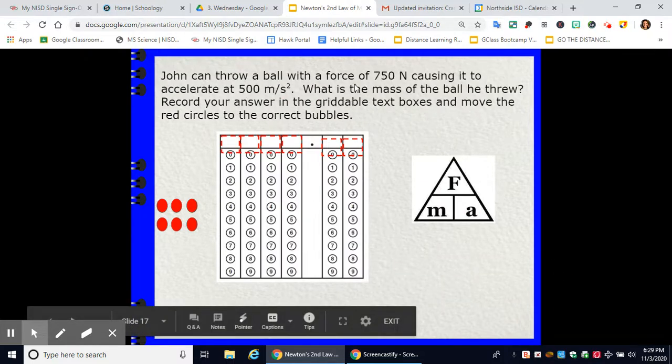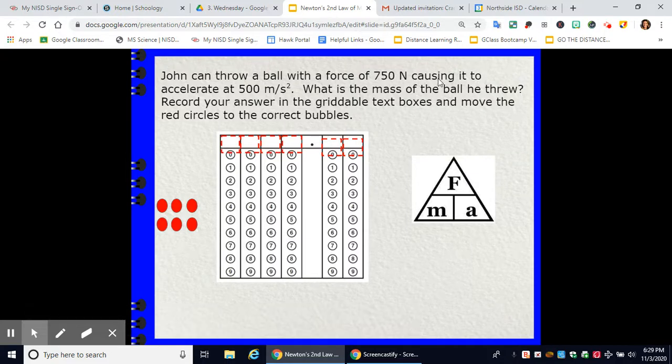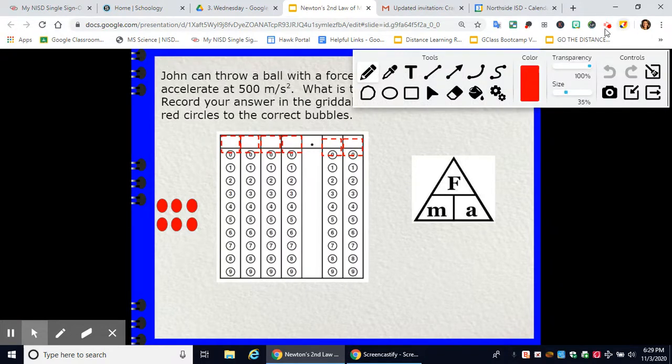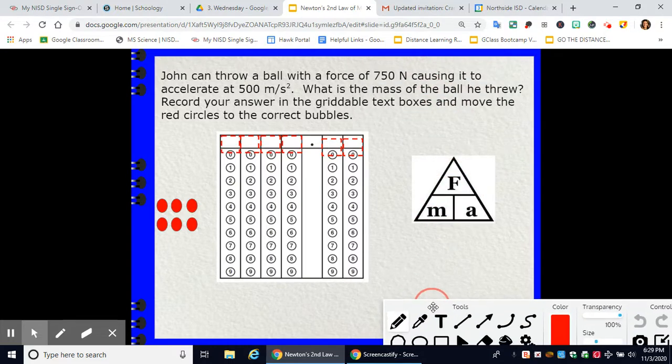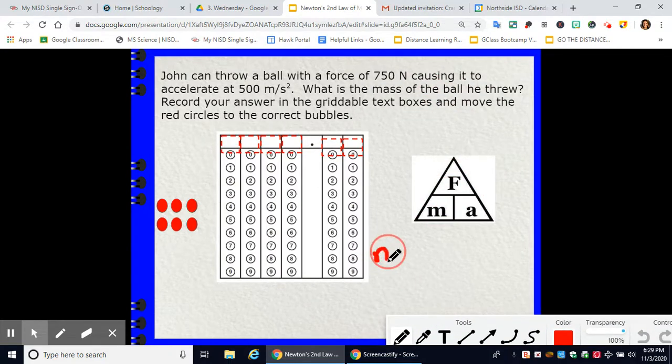John can throw a ball with a force of 750 newtons, causing it to accelerate at 500 meters per second squared. What is the mass of the ball he threw? Record your answers in the griddable. Here we're being asked to calculate our mass. So I need a formula for mass, and I'm going to use my formula triangle. I'm going to cover up my mass, and my formula reads force divided by acceleration. So let me plug that in.